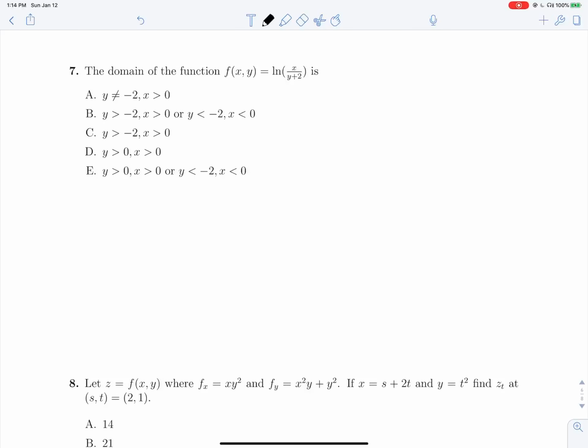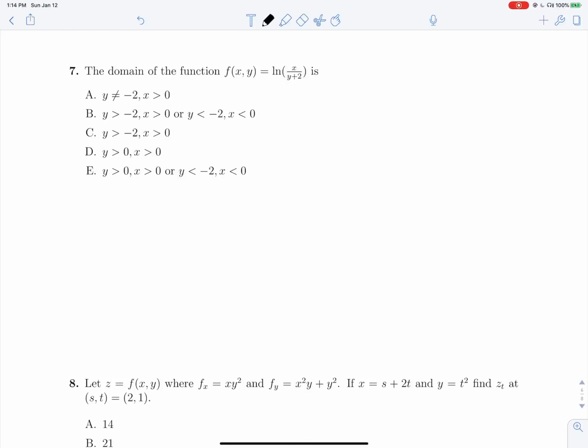Okay, a weird one that they don't really ask questions like this much anymore, and they've only asked a question like this once. So I wouldn't really worry about this if this is weird, but it's really not a weird question. We're trying to find the domain of this function.